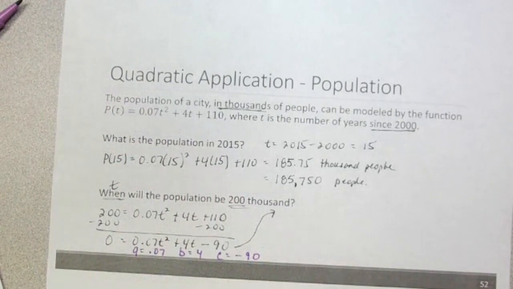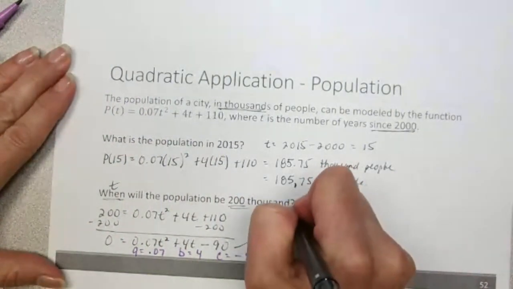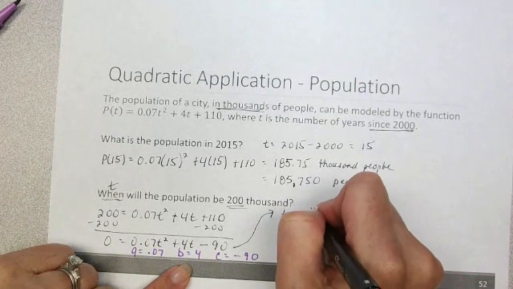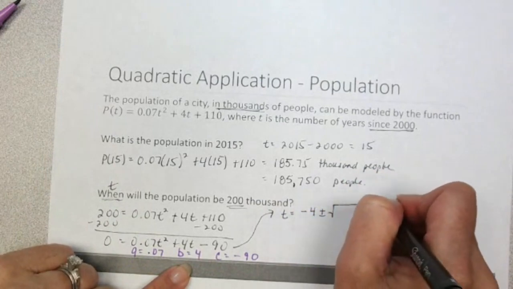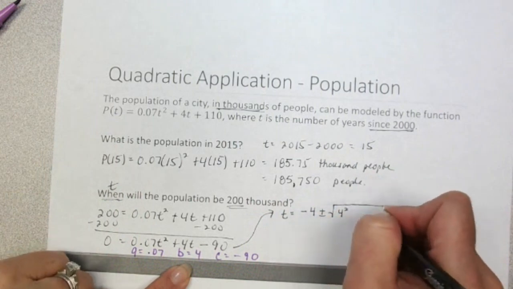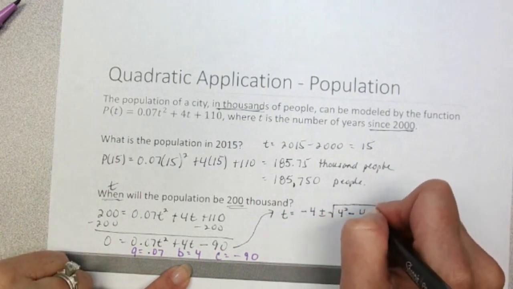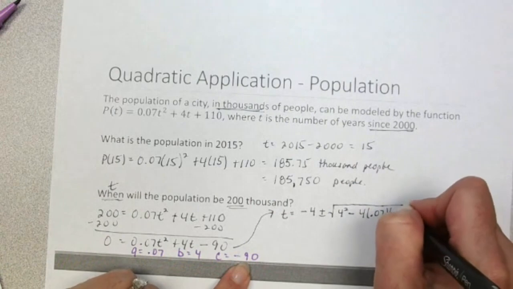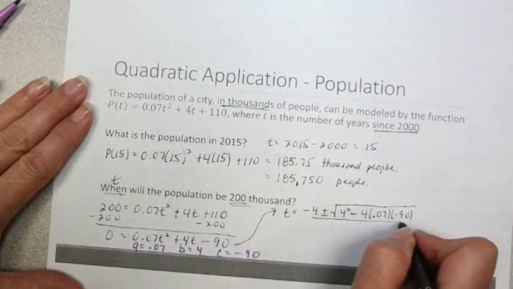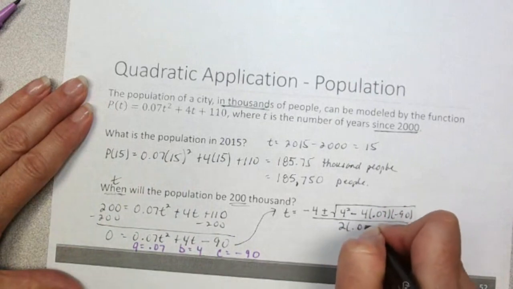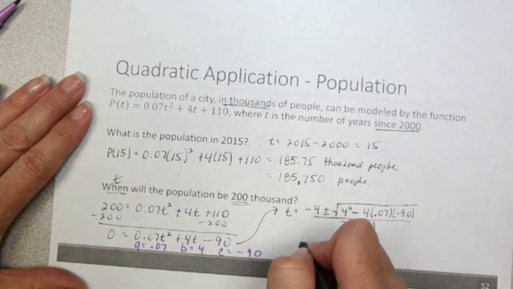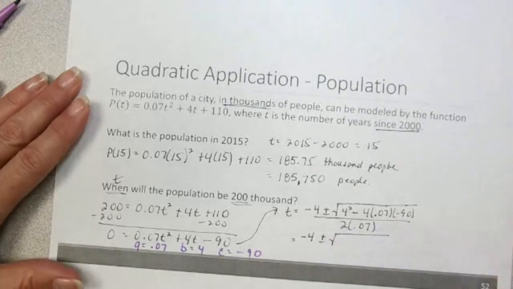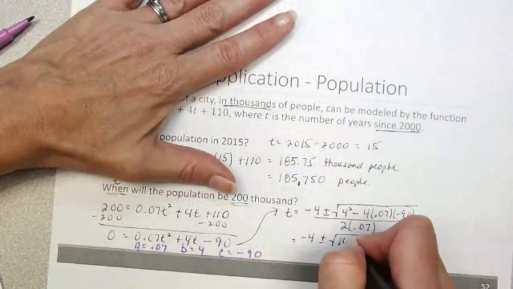Okay, we'll use that quadratic formula. So then t, our variable, t this time instead of x, is going to equal negative b, so that'll be negative 4, plus or minus the square root of b squared, so that's 4 squared, minus 4ac, 4 times a, in this case 0.07, and c is negative 90, all over 2a, that's 2 times 0.07. When we simplify that, we have negative 4 plus or minus the square root of 16.